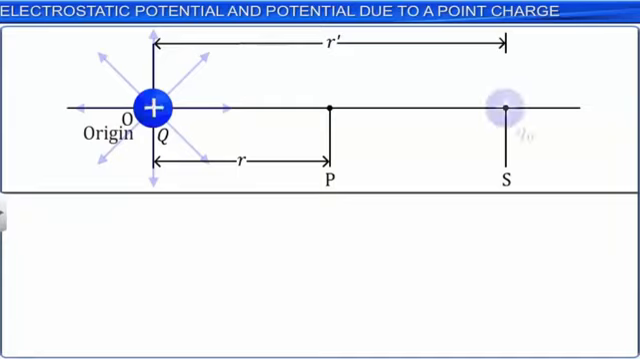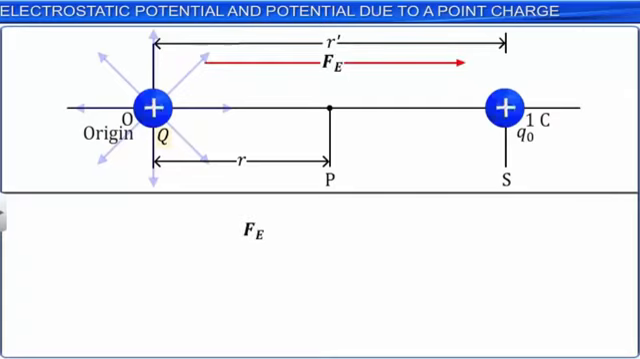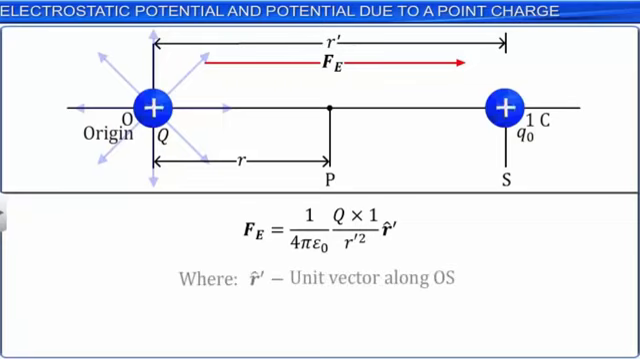The electrostatic force Fe between Q and a unit positive charge placed at S will be equal to 1 by 4 pi epsilon naught into Q into 1 by r' square into r' cap, where r' cap is the unit vector along the direction of OS. Therefore, Fe will be equal to 1 by 4 pi epsilon naught into Q by r' square into r' cap. Let this be equation 1.